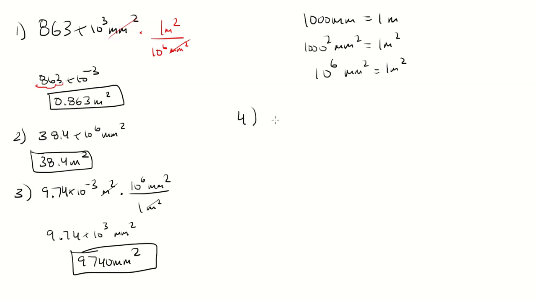And finally, we have 67.4 times 10 to the negative 6 meters squared. So we'll multiply this with 1 meter squared on the bottom, 10 to the 6th millimeters squared on the top. Meters squared is cancelled. 10 to the negative 6 times 10 to the 6th is 1. So that gives me 67.4 millimeters squared as my answer.